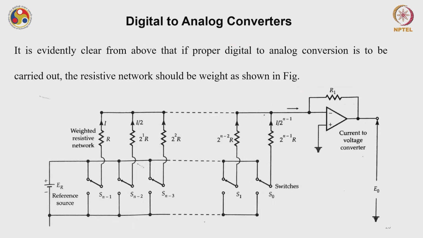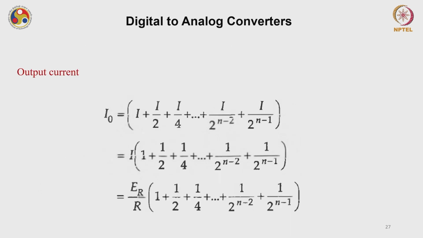So fine, you can also understand this in terms of current. From this figure, it is clear that if proper digital to analog conversion has to be carried out, the resistive network should be weighted. So you should have R, 2R, 2 to the power 2R, and so on. Similarly, the current values will be I by 2, and so on, right? So I0, the output current, can be written as I plus I by 2 plus I by 4 and so on, up to I by 2 to the power n minus 1.